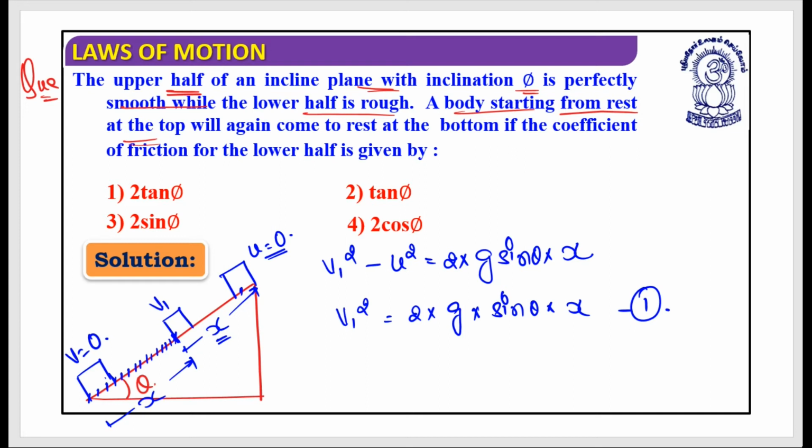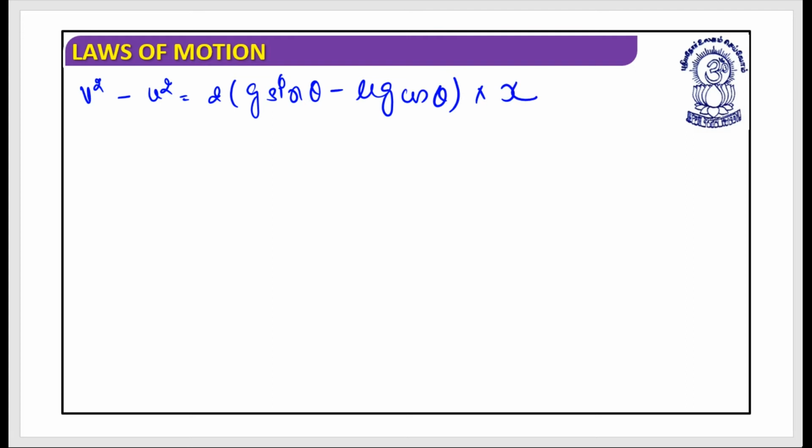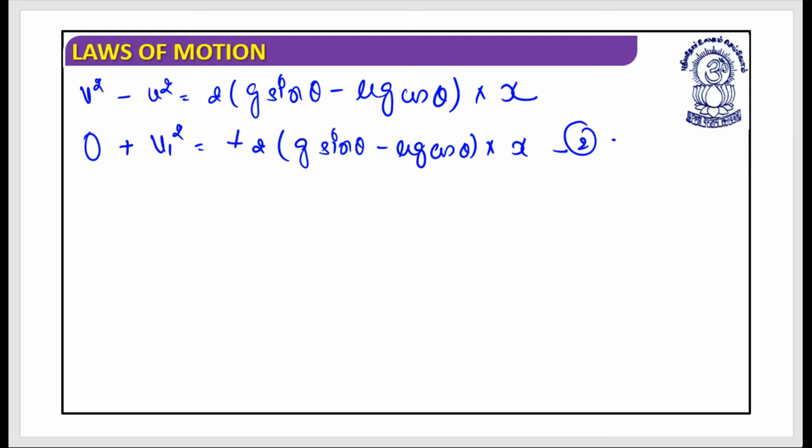Now for the second half, this is v1, and final v is equal to 0. So this is the final velocity, and v1 is the initial velocity for the second half. So what I can write is v square minus u square is equal to 2 into bracket g sine theta minus mu g cos theta into x. I hope this is clear. So this final 0 minus initial v1 square should be equal to minus 2 into bracket g sine theta minus mu g cos theta into x. This is relation number 2.